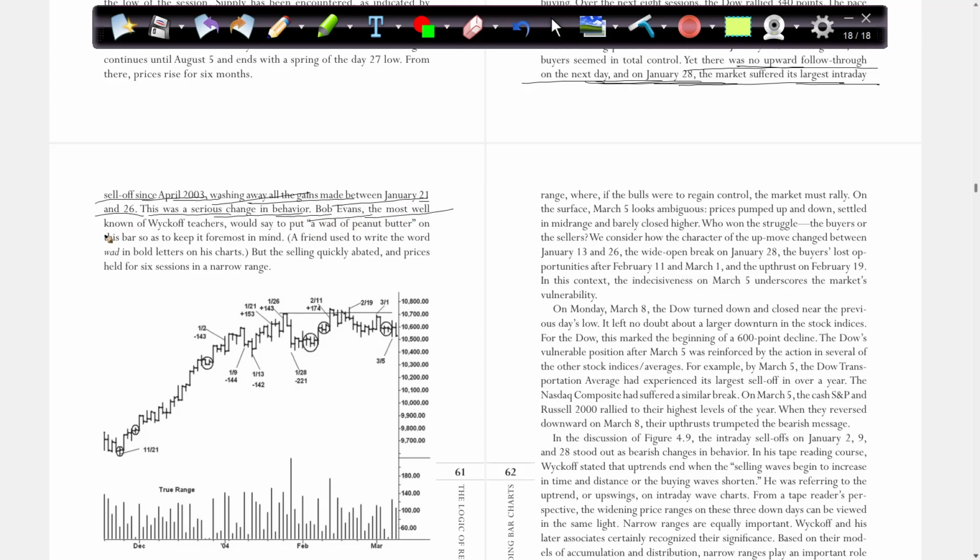Bob Evans, the most well known of Wyckoff trade teachers, would say to put a wad of peanut butter on this bar so as to keep it foremost in mind. A friend used to write the word "wad" in bold letters on his charts, but the selling quickly abated and prices held for 6 sessions in a narrow range.